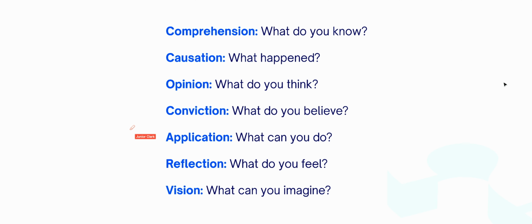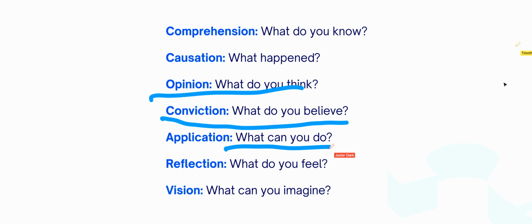Why and how are probably the 2 most powerful. How might we go about this? Why are you thinking about it this way? Help me understand the point of view. So the question funnel. The last one are question types. Again, a well-versed manager is going to be able to use each of these question types. Comprehension, what do you know? Causation, what happened? Opinion, what do you think? What do you believe? What can you do? What do you feel? What can you imagine?